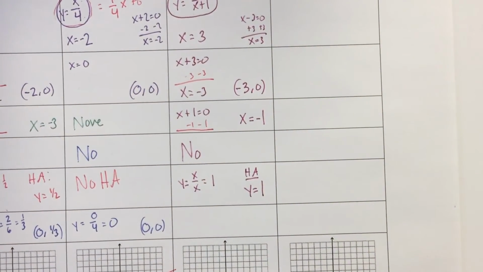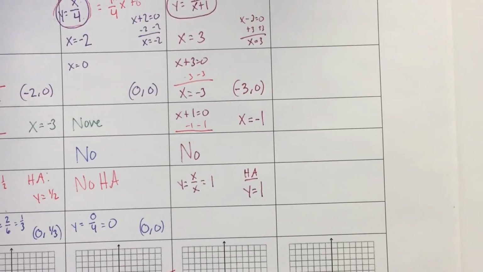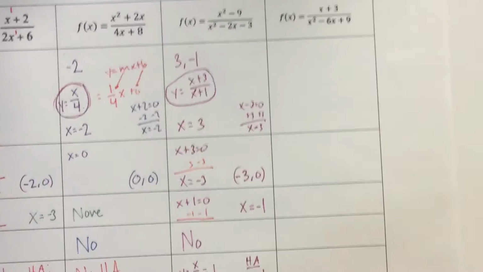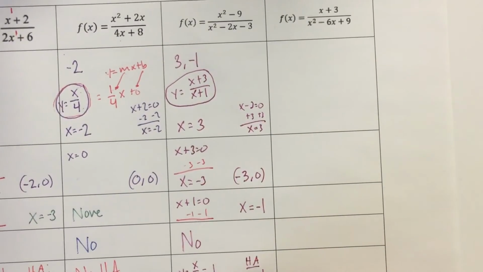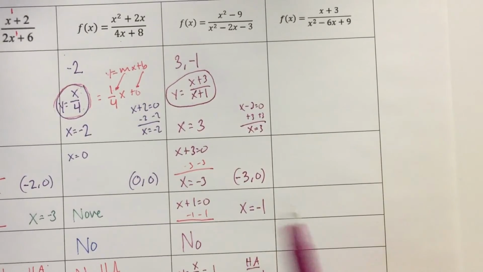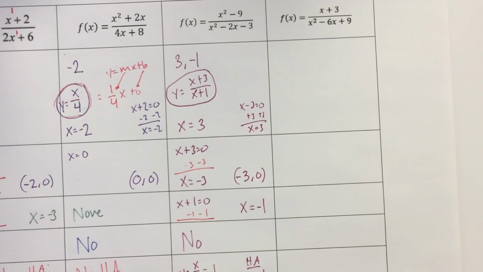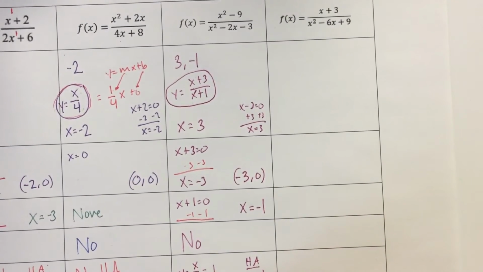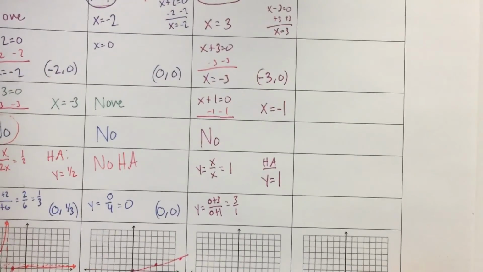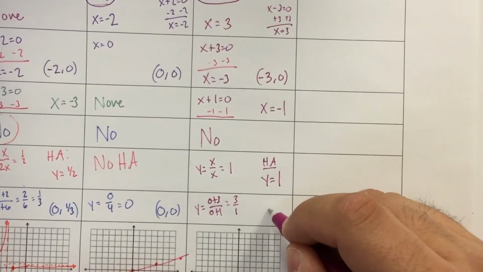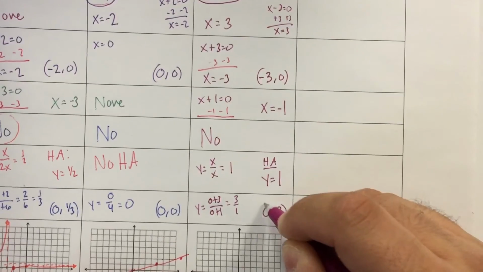Last, y-intercept. So what do I do for the y-intercept? Plug in 0. So y equals, we have x plus 3, which becomes 0 plus 3. We have x plus 1, which becomes 0 plus 1. So what's 0 plus 3? 3. 0 plus 1, 1. So what's 3 divided by 1? 3. So my y-intercept, 0, 3.